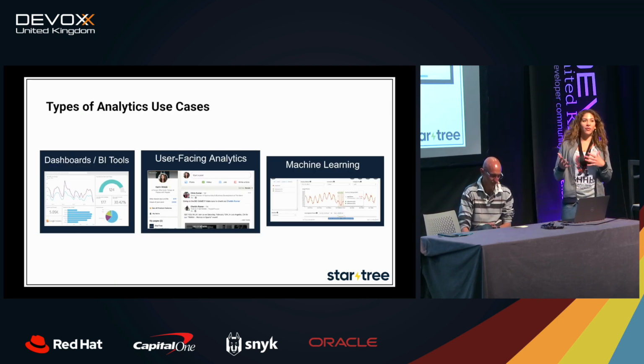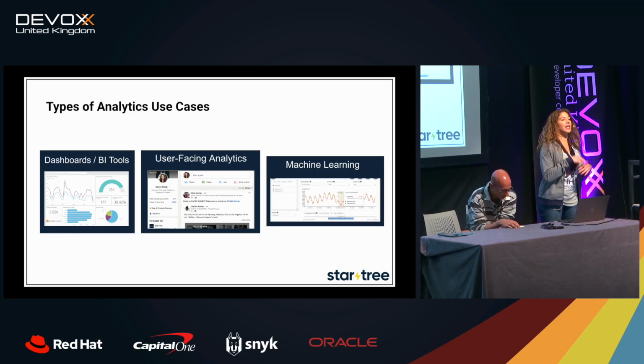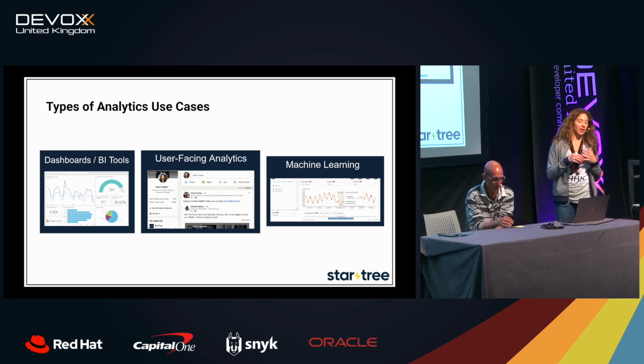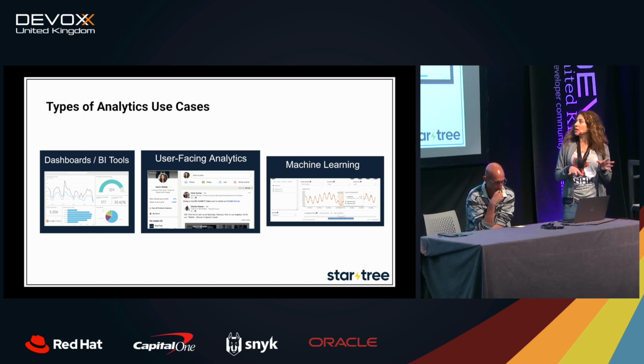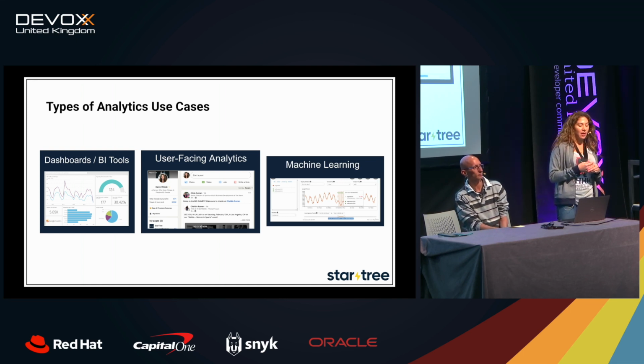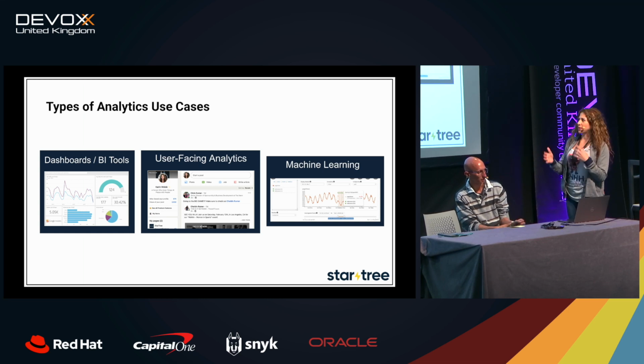So just to start off, we're going to talk about the types of analytics that there are, real-time analytics, or just analytics in general. Generally speaking, there are three types of analytics. The first one is dashboards and BI tools. This is probably the most commonly used one, and very often it's used for internal purposes, like BI analysts and things like that.